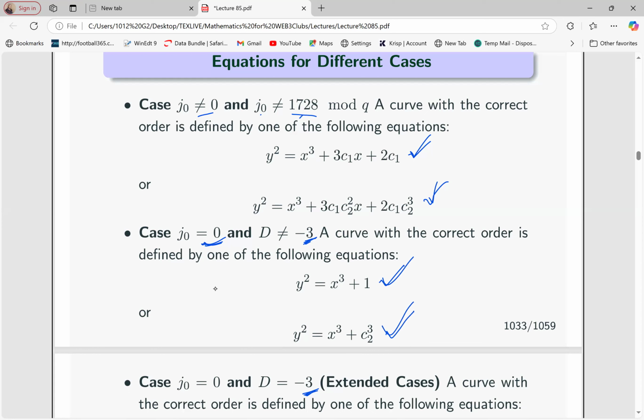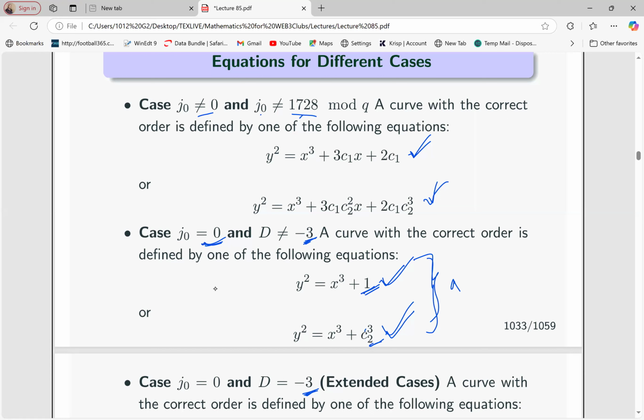Now look at this form. This form does not have A. It only has B. And B can be 1, or B can be C2, the C2 we chose above, and I'll show you how to choose it. The B can be C2 cubed.